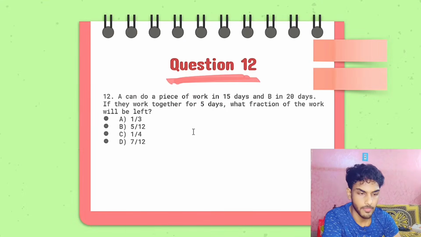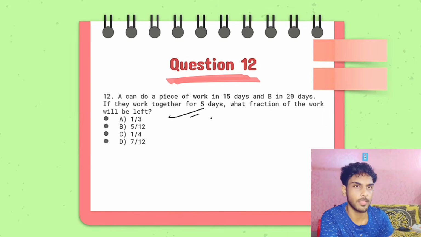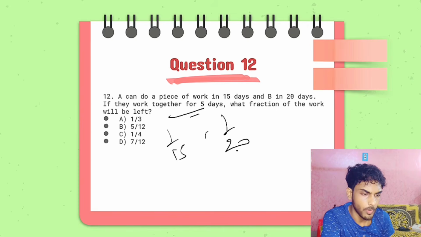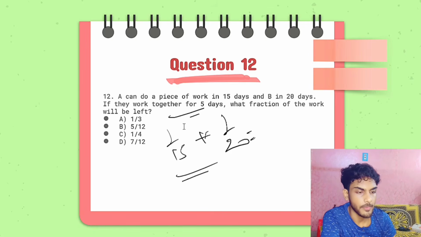So that's it. A can do a piece of work in 15 days, B in 20 days. If they work together for 5 days, what fraction of work will be left? Almost the same question, but there is a simple twist at the end. So try it yourself. 1 by 15 is the work in 1 day, 1 by 20 is the work. To bring this together, this is their work in 1 day.